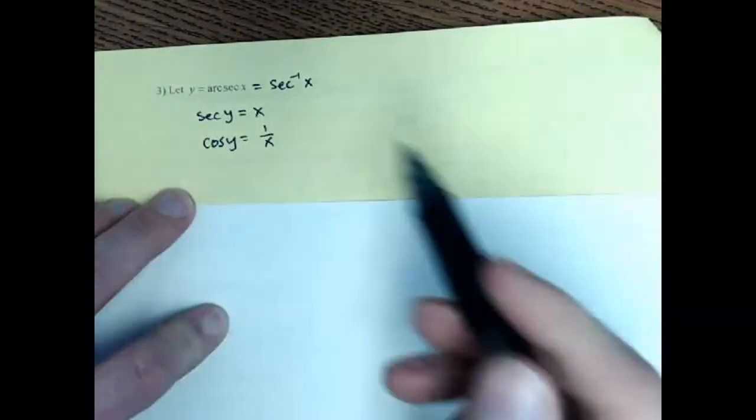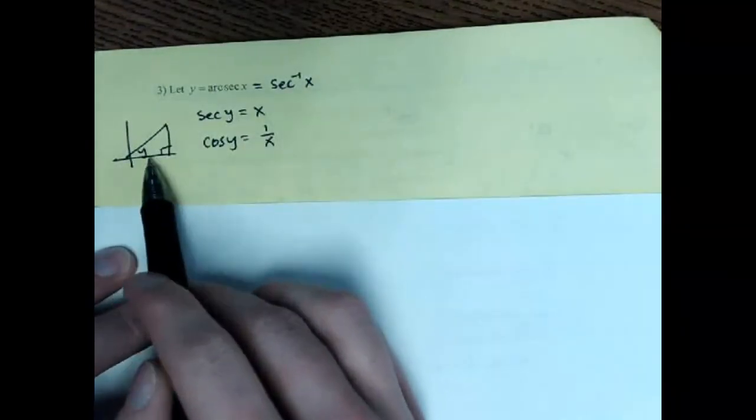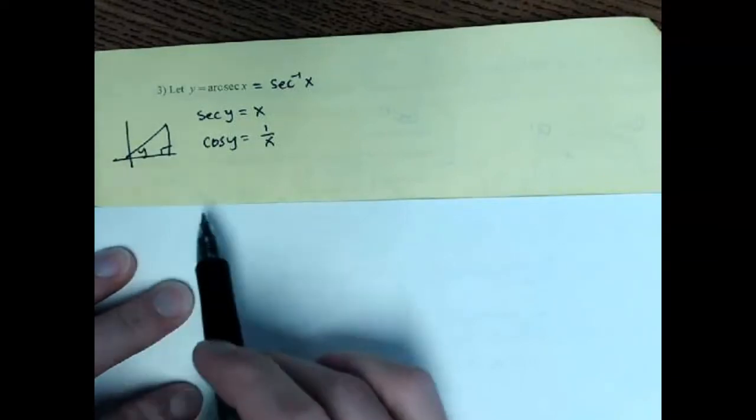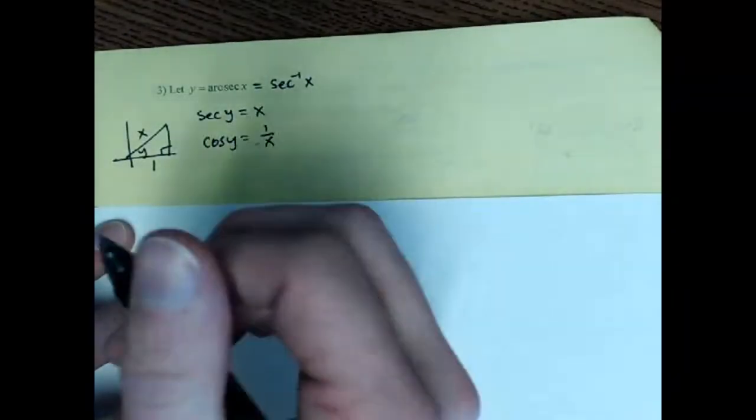Either one of those is fine, and either one of them, if you use it to generate this little reference triangle, would give you the same result. Secant would be the hypotenuse over the adjacent, so x over 1. Cosine's the adjacent over hypotenuse, but that side's still 1, and that side's still x. Either way, both generate the same thing, and then you'd have to do Pythagorean theorem to get this third side, which would be the square root of x squared minus 1.